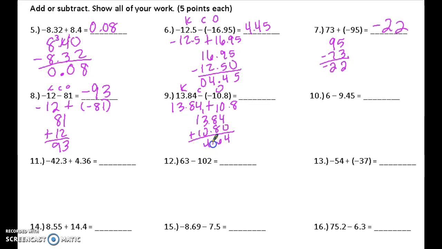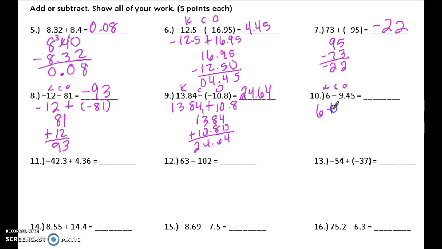1 plus 3 is 4. 1 plus 1 is 2. My numbers are both positive, so my answer is positive 24.64.